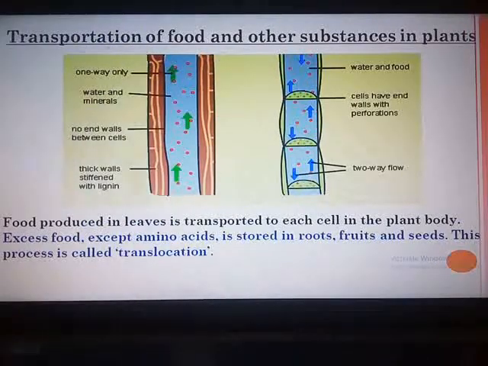You can see here in the photograph. It is carried in both upward and downward direction. By whom? By phloem, which is the tissue responsible for transportation of food. Now translocation of materials is not a very simple physical process. It requires energy, and this energy is obtained from ATP.